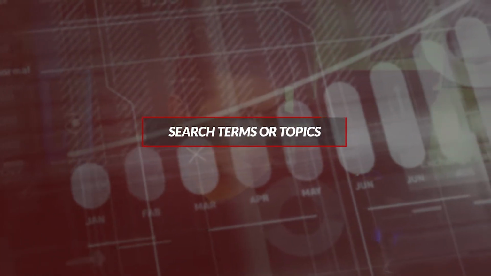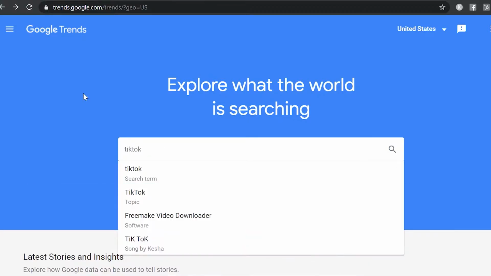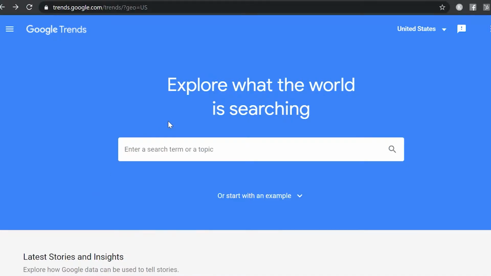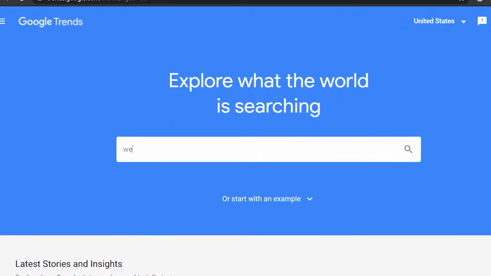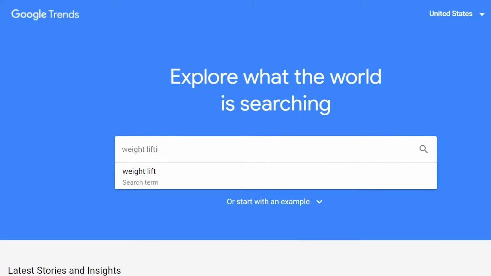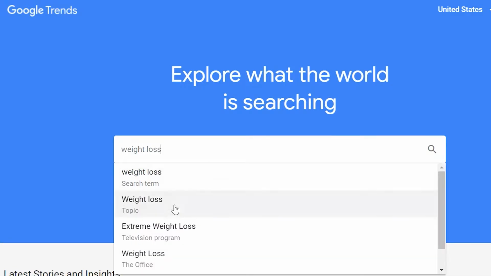Okay, so the next thing you want to do after just scrolling, just observing the trending section, is you can actually go in here and enter a search term or topic. Now, I'm gonna be using TikTok as an example, but when you type something in, ideally, you want it to be a recognizable term. So for example, let's say I put weightlifting, and you can see it's a search term, but it doesn't actually have a specific thing. Versus if I put in weight loss, you actually see that this is a topic. So I can use this as an example.